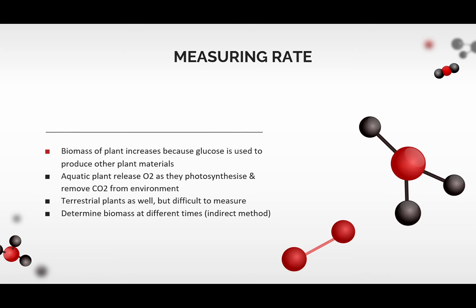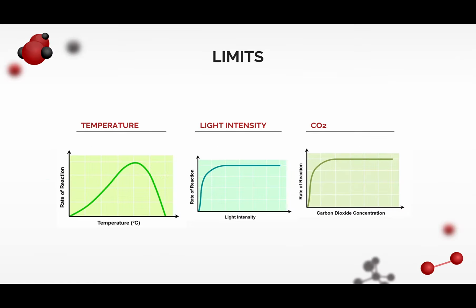And you can also determine the biomass at different times with an indirect method. So you have samples that are collected and measured at different times, and the rate of increase is calculated to determine the rate of photosynthesis, which is how the measuring of the photosynthesis rate may come to be.